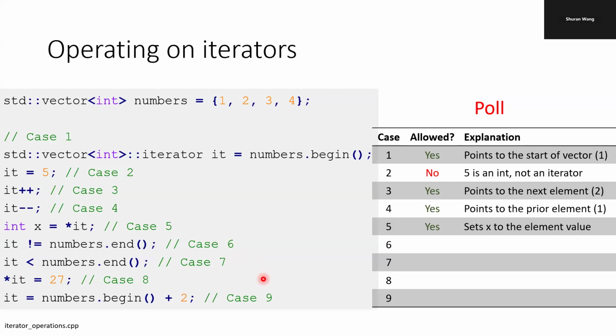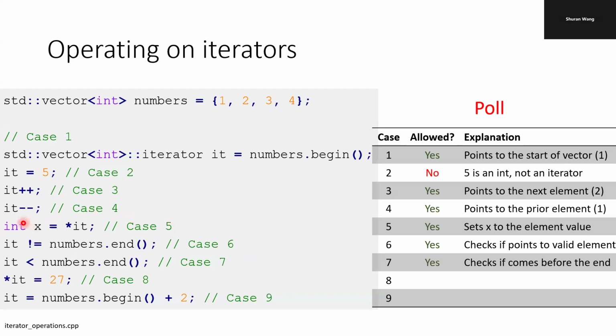6 and 7. How many of you would think they are not valid? We have a 2 by 2. Both of them are valid in the vector case.